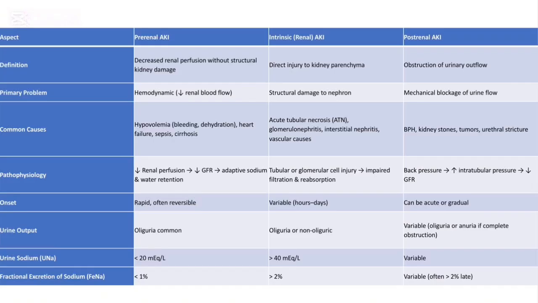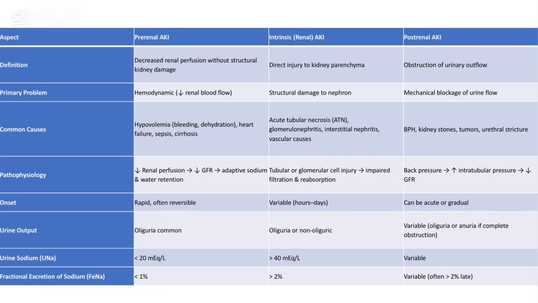Let's get started. Here are the differences between prerenal AKI, intrinsic renal AKI, and postrenal AKI, explaining why each feature occurs step by step. Acute kidney injury, AKI, is broadly classified into prerenal, intrinsic renal, and postrenal types based on the underlying mechanism. Although all three result in a decline in glomerular filtration rate, or GFR, the location of the problem before, within, or after the kidney determines the clinical, laboratory, and imaging findings. Understanding these differences requires analyzing each aspect individually.